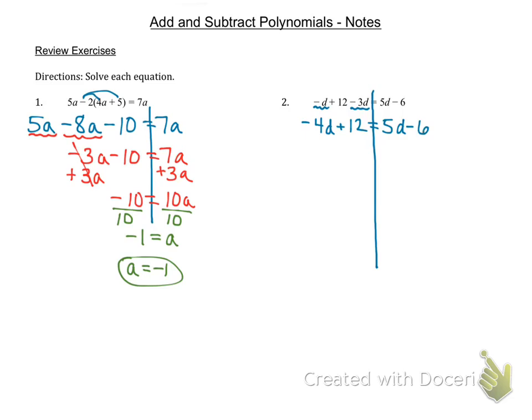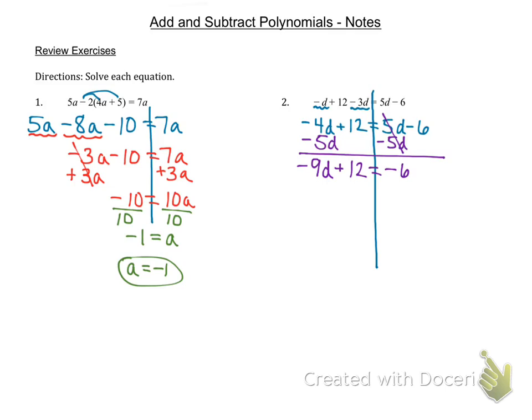Next, I'm going to move all of the d's onto one side of the equal sign and all the numbers onto the other side of the equal sign. So first, I'm going to subtract 5d on both sides of the equal sign. -4d minus 5d is a -9d. Plus 12 is equal to 5d minus 5d cancels, that makes 0, is equal to -6.